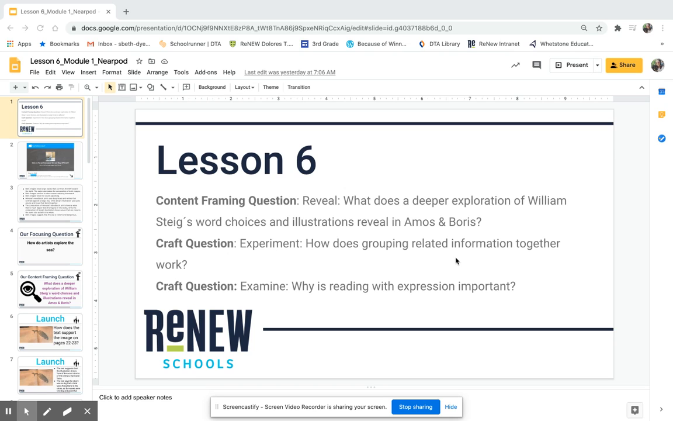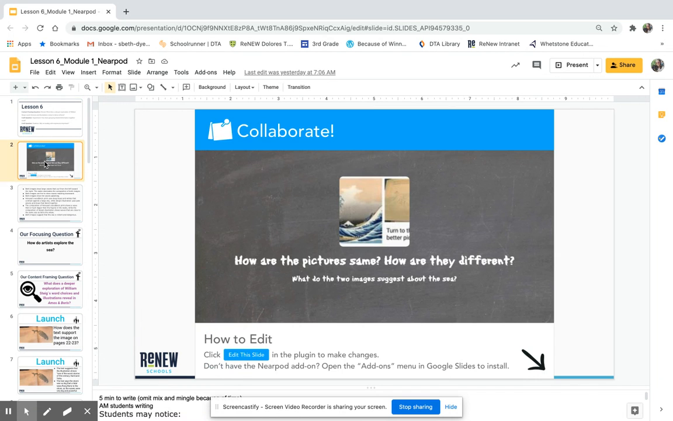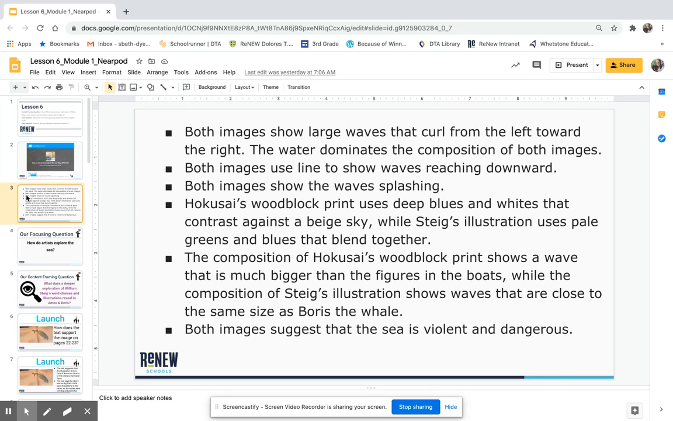I'm going to quickly review what we went over in lesson 6. The first thing we did was look at the picture of the Great Wave, and in our book on pages 22 and 23 of Amos and Boris, we compared those pictures, how they're the same, and contrasted them, how they're different, and we answered the question, what did the two images suggest about the sea?